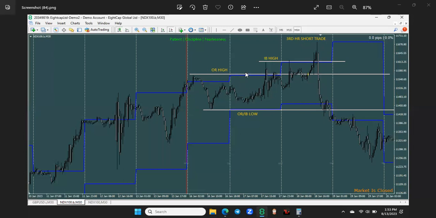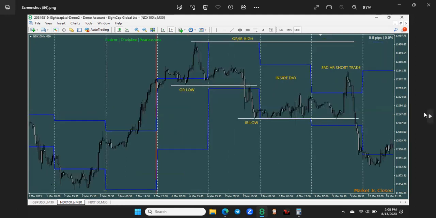So you can see we had the opening range. Tuesday gave us a failed breakout of the opening range, closing back on the inside of the opening range, giving us our initial balance high, and we have our initial balance low set going into Wednesday. Then Wednesday gives us a failed breakout of the initial balance high for a third-hour short trade back to the initial balance low.